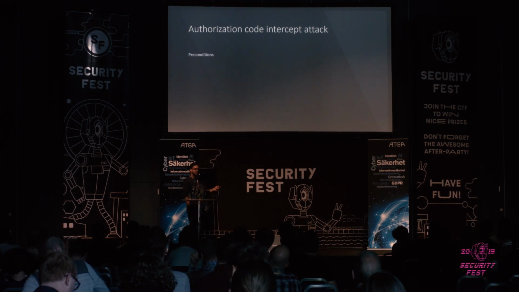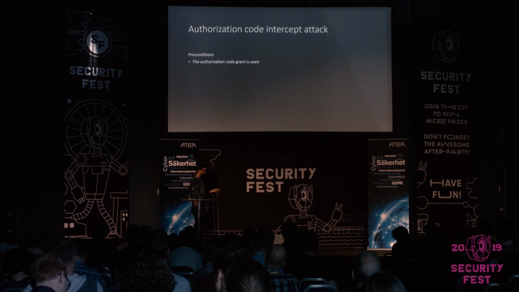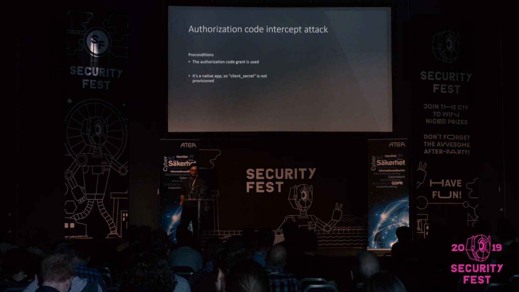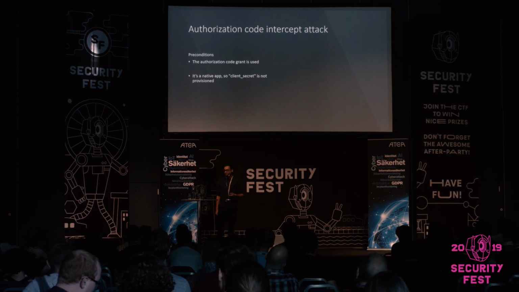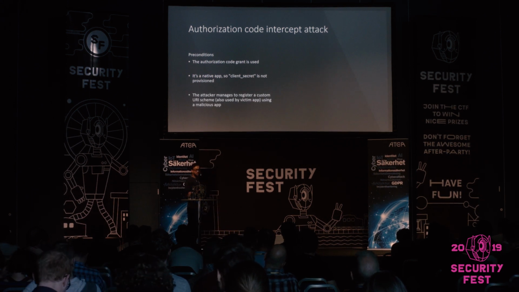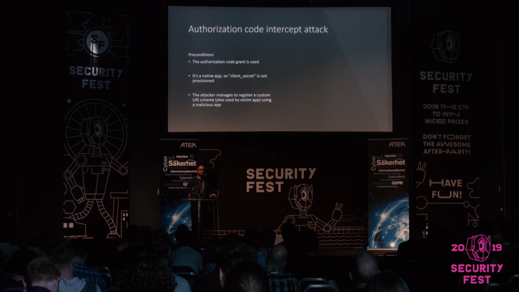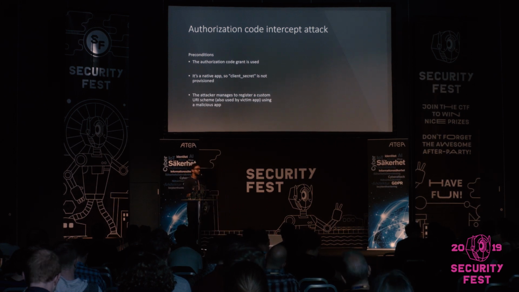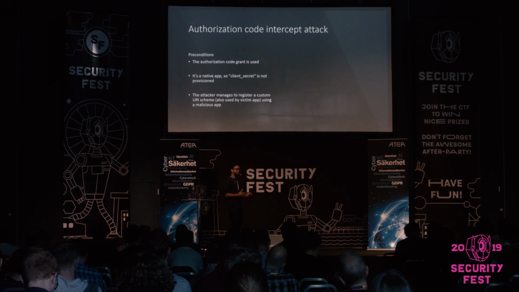And the preconditions for this attack is that the authorization code grant is used. And in native applications, the client secret is not used because native applications can be reversed and you can get the client secret. And the attacker manages to register a custom URI scheme by using a malicious application on the same device. So this custom URI scheme was supposed to be used by the legitimate application, and the attacker has registered for that callback with his malicious application.